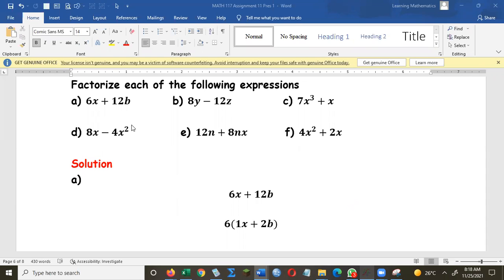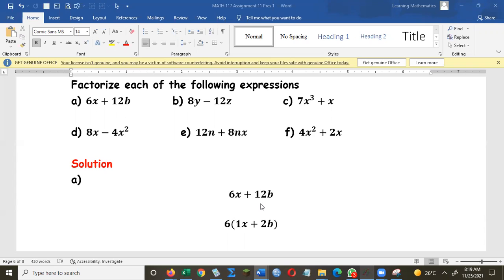Last class we did factorization, which of course is the process of taking an expression, let's say 6x plus 12b, and transforming it in such a way that it appears differently with brackets. In order to do that, you identify the highest common factor between the terms. In that case, you have two terms, and the highest common factor is 6. 6 can go into 6 once, and 6 can go into 12 two times.